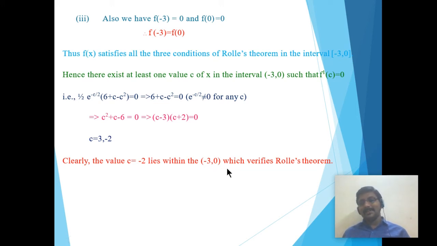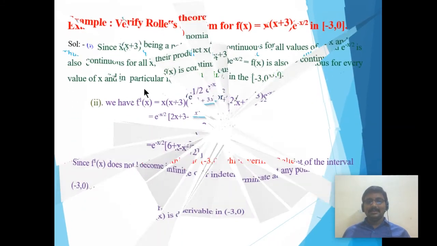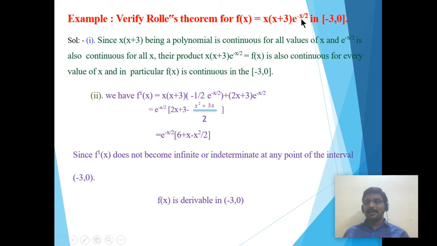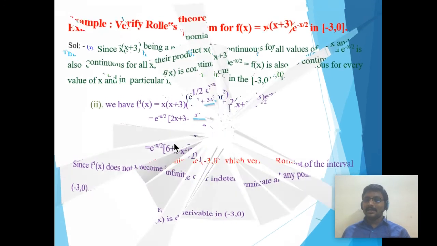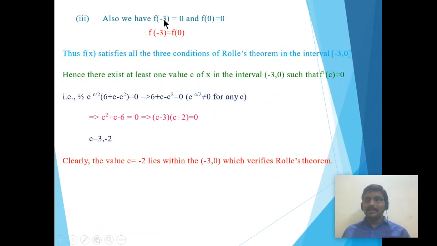verifies Rolle's theorem. So easy thing, the two functions are continuous, so the product is also continuous in the closed interval minus 3, 0. The derivative clearly exists for every value of x in the open interval minus 3, 0. So f of x is derivable, because f dash of x exists. The second condition is also satisfied. Also we have the functional values at the end points, that is f of minus 3 is 0 and f of 0 is also 0, which is obtained by replacing x equal to minus 3 in the given function and x equal to 0 in the given function. Both the functional values are equal here.